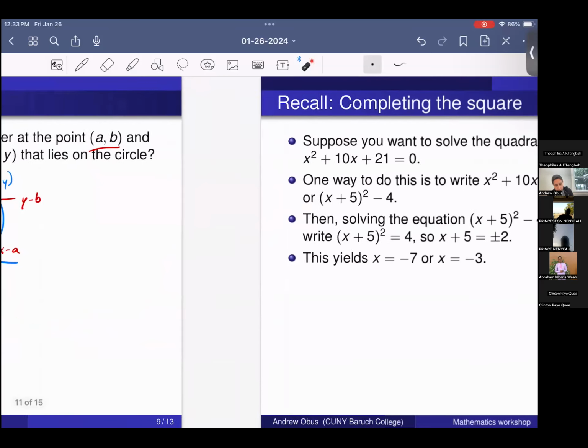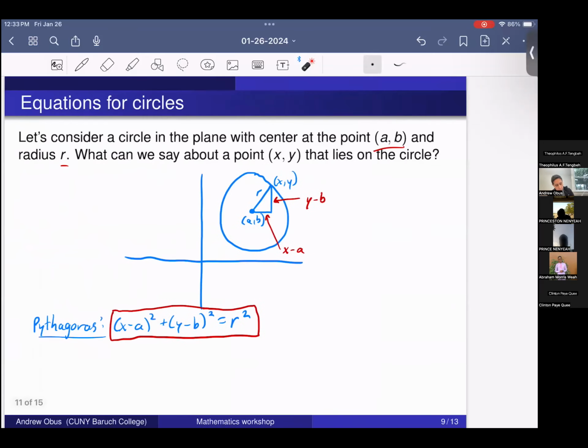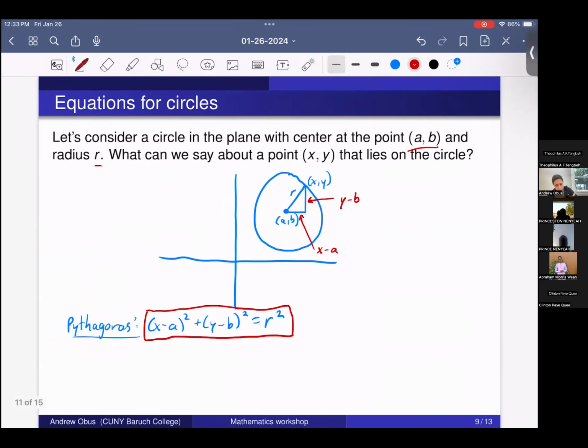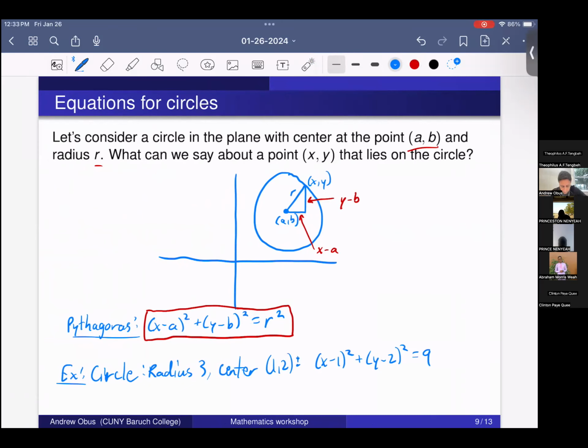And I think we have a basic example. So let me just do a basic example. A circle with radius 3 and center at (1, 2) is just going to be given by (x minus 1) squared plus (y minus 2) squared equals 9. Right? So this is how we do the equation of a circle. Okay?